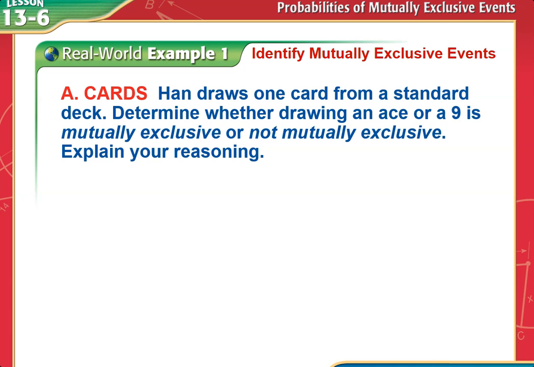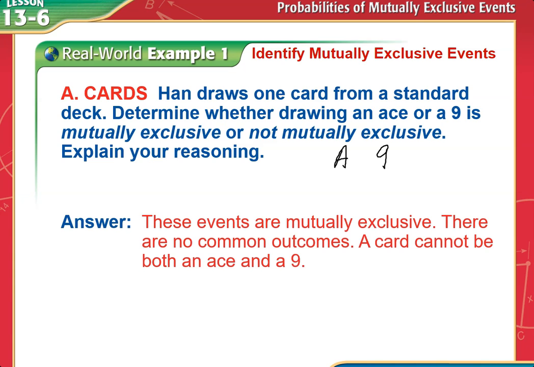Han draws one card from a standard deck. Determine whether drawing an ace or a 9 is mutually exclusive or not mutually exclusive. Explain your reasoning. They are mutually exclusive because you cannot draw an ace and a 9 at the same time. So let's consider them mutually exclusive. Aces and 9s don't have anything in common. There are no common outcomes. A card cannot be both an ace and a 9.